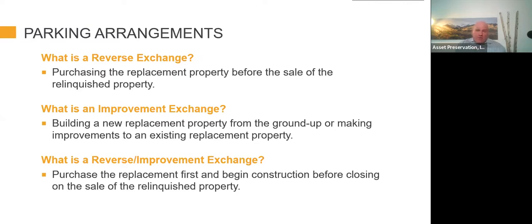So reverse, I buy the new one first. That's a great solution in today's market where maybe you've got a great purchase opportunity available. An improvement is where we're going to build a brand new building from the ground up, or maybe we're going to refurbish an existing one. And the final one, a reverse improvement exchange, is where we're going to buy the land and then begin improving the building. And then later, within 180 days, selling the relinquished property.